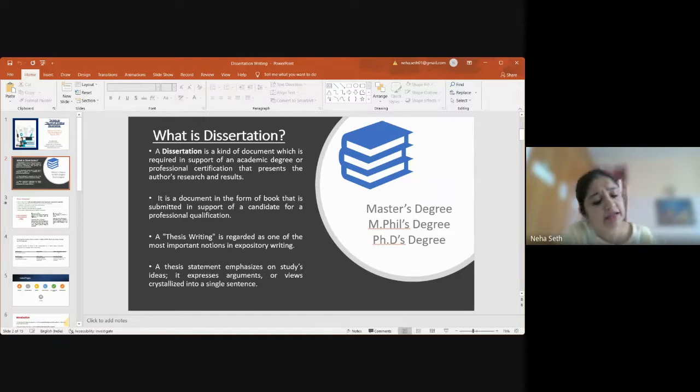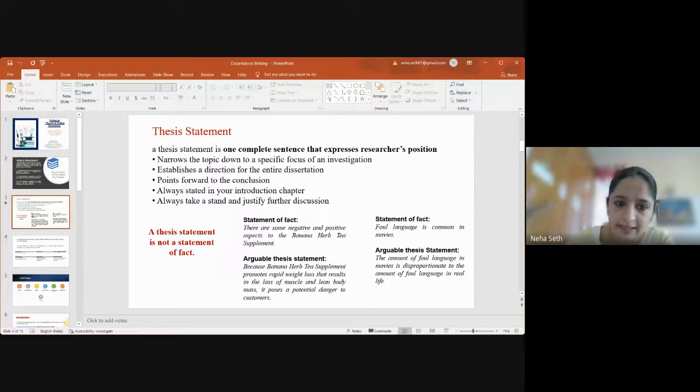Okay, and for this very purpose, there is a statement which emphasizes the study's ideas. It expresses some kind of argument or the views crystallized into a single sentence. So there is a problem statement around which our dissertation work actually revolves. Before getting into what kind of structure we need to follow to finalize a dissertation, I would like to have a brief word about what a thesis statement or a problem statement is.